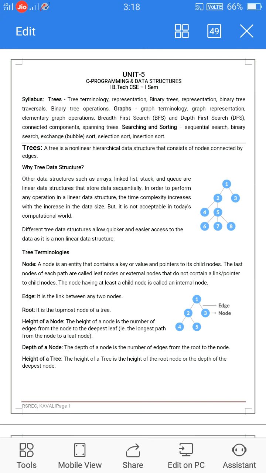But in the case of non-linear data structures like trees and graphs, the elements are not stored in sequential order. The elements are stored in non-sequential order, so that is non-linear order. That's why these data structures are called non-linear hierarchical data structures. Hierarchical means level by level. So that is level 1, then the next level, and like this.